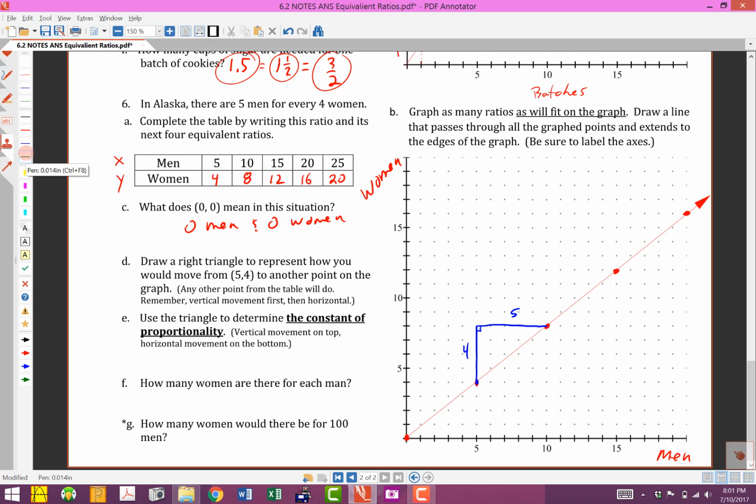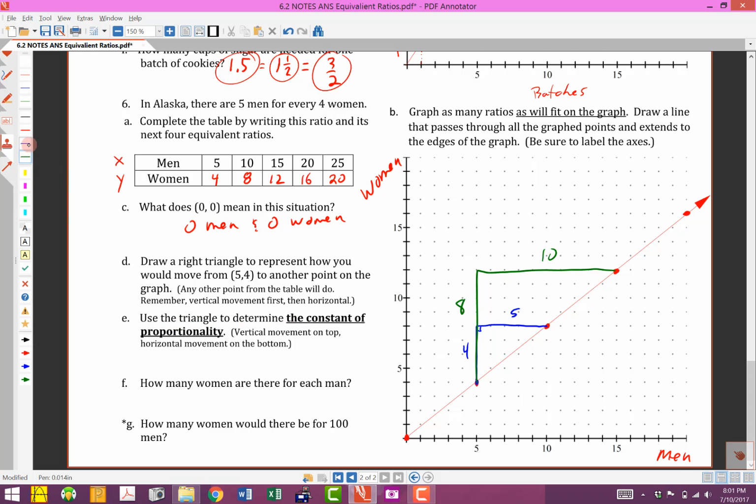Let me do another one here. Let me do this one. So this would be up this far, and that's even with that, and then over to there. So that would be up 8 and over 2, 4, 6, 8, 10, over 10. So we've drawn that, and then it says use that triangle to determine the constant of proportionality.